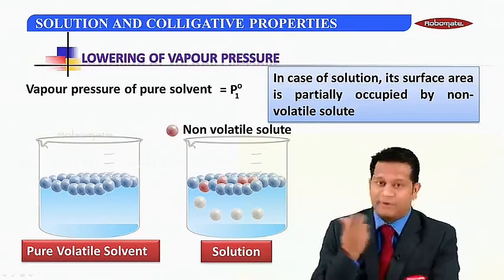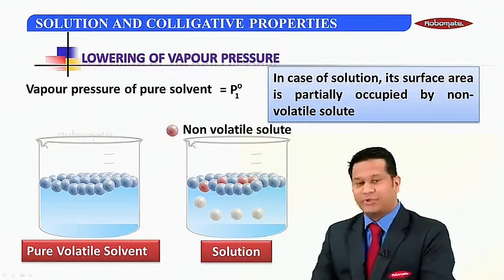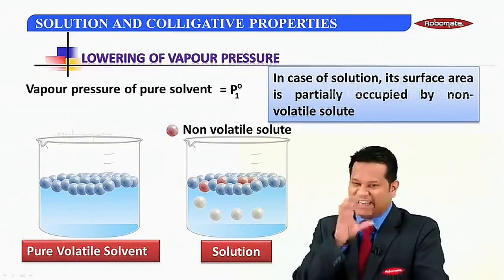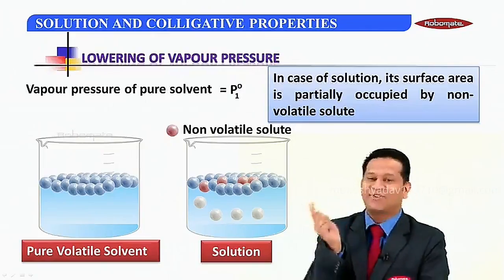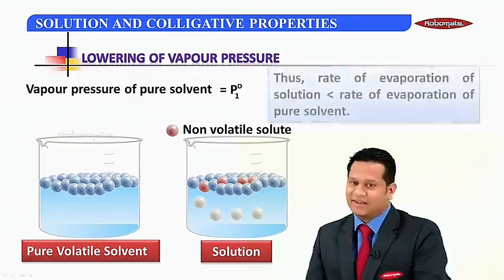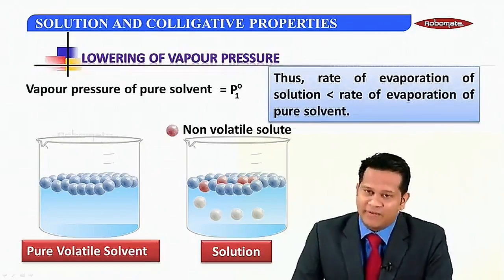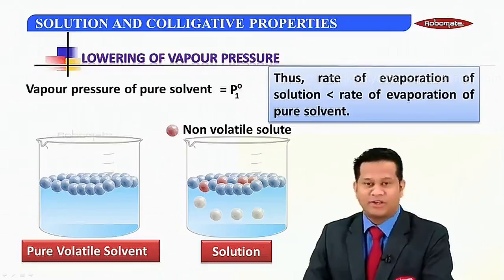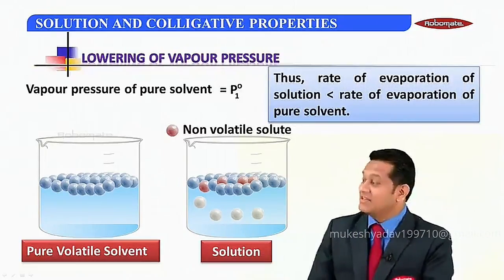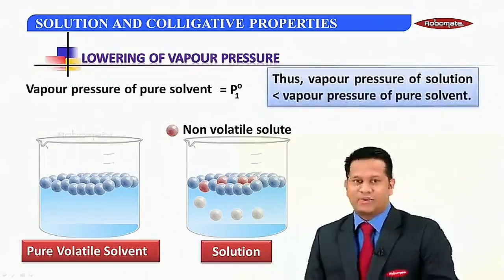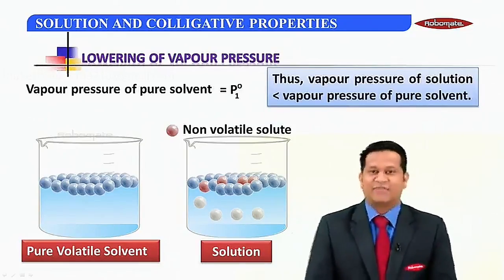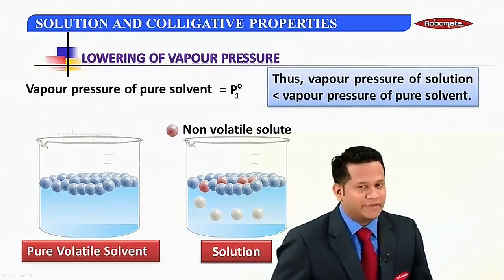So all the solvent particles definitely are contributing to the vapor pressure, but the number of solvent particles here is less compared to the pure volatile solvent. From here I can easily conclude that the rate of evaporation is more in the case of the pure volatile solvent, and relatively less in the case of the solution. So I can conclude that the vapor pressure of the solution is less and the vapor pressure of the pure solvent is comparatively more.